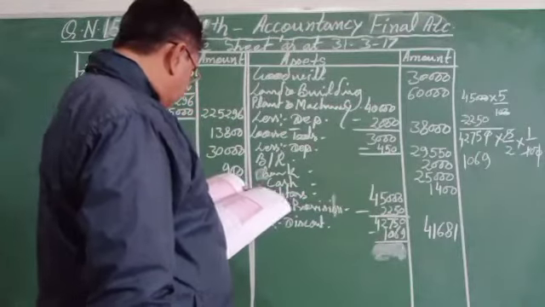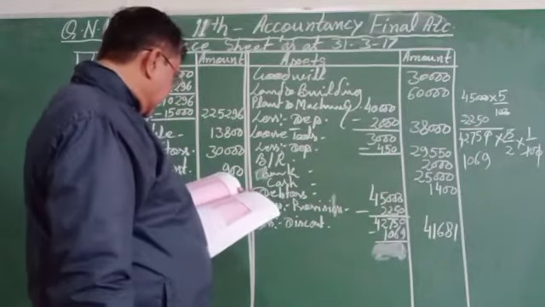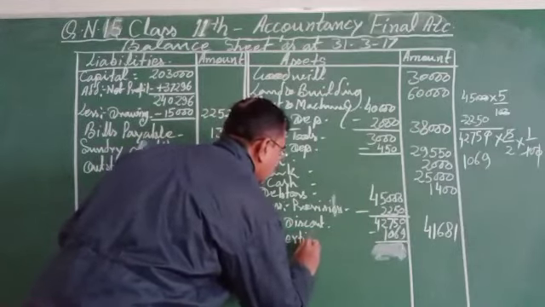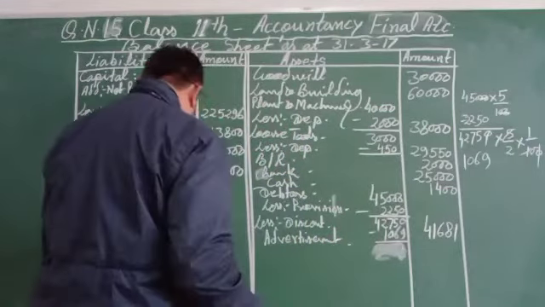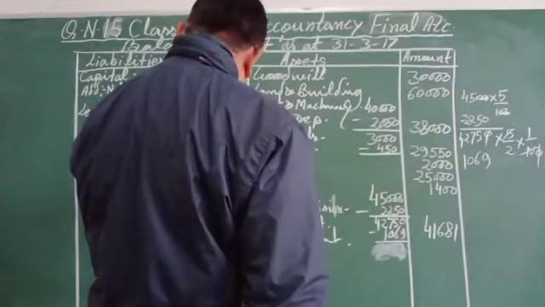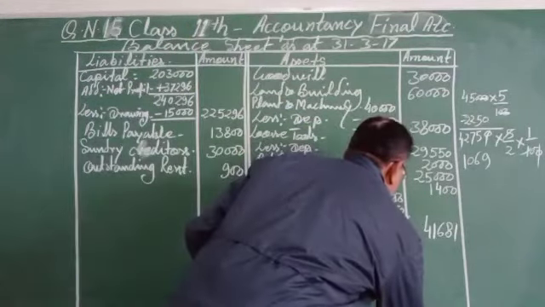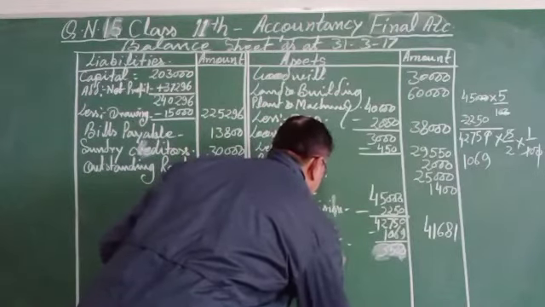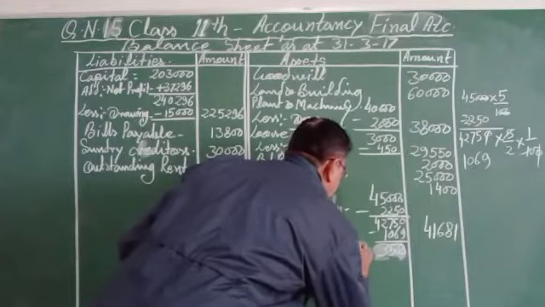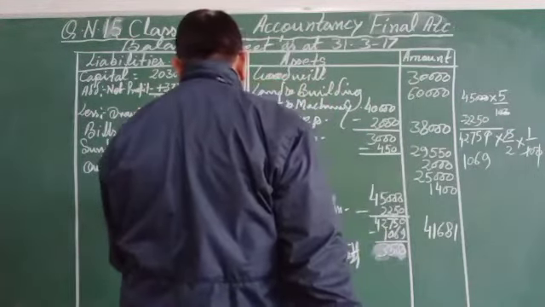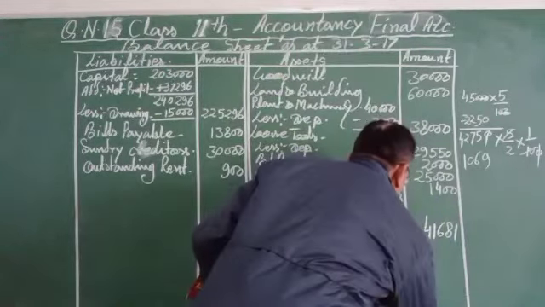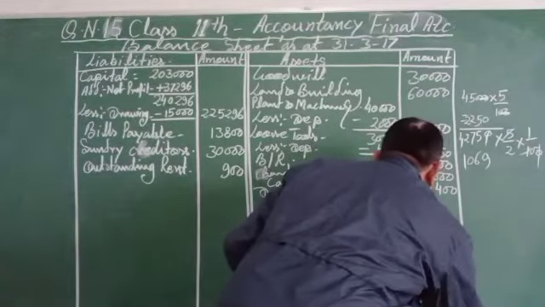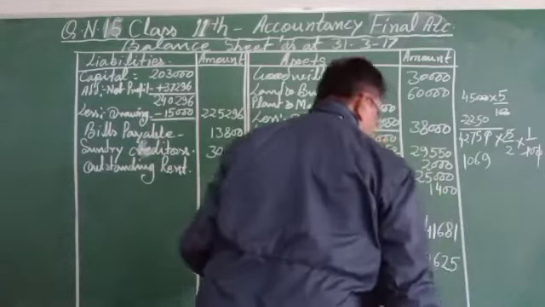Then repair, printing and stationery, advertisement, that is given 3,500, less written off in profit and loss account, 1/4, 875, equal to 2,625.